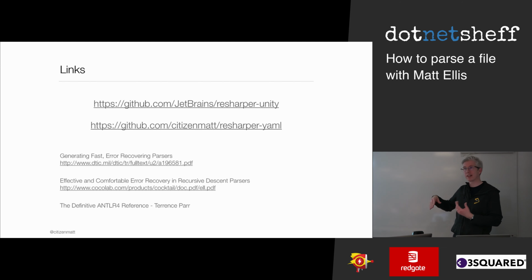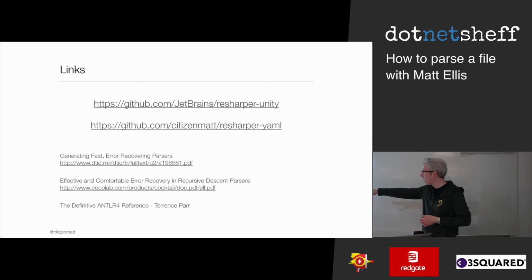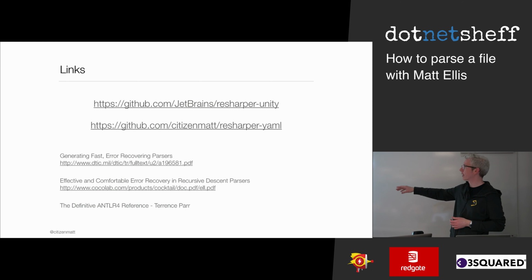The YAML one especially has a lot of interesting things going on with even more constraints, because the YAML files inside Unity are stupid big files. They can be 100 megabyte files, 200 megabyte files, and usually with ReSharper we have a limit of about 2 megabytes. So this kind of hurts sometimes. There's also a couple of links there for generating error recovering parsers, because those are tricky. And finally, the last thing there is the ANTLR 4 reference book by Terence Parr, which is really good. And so that's it then for how to parse a file.